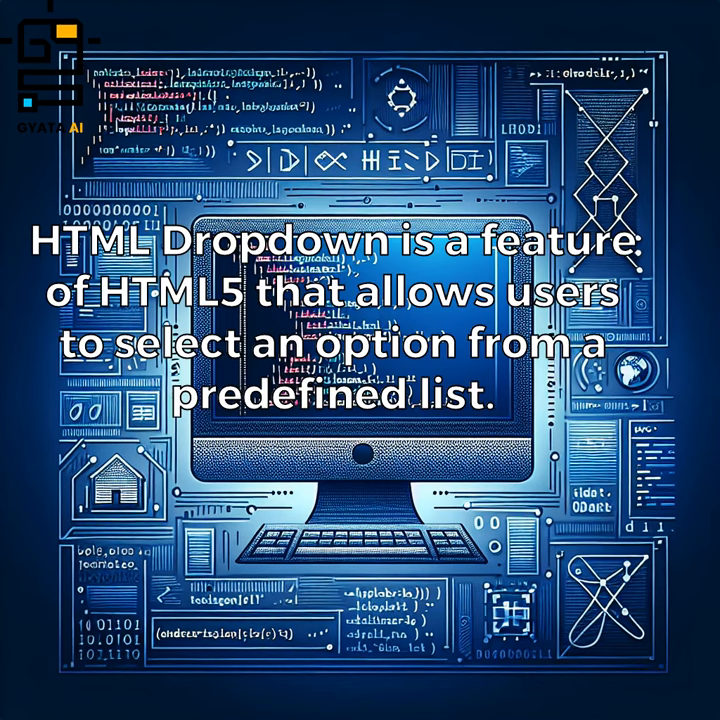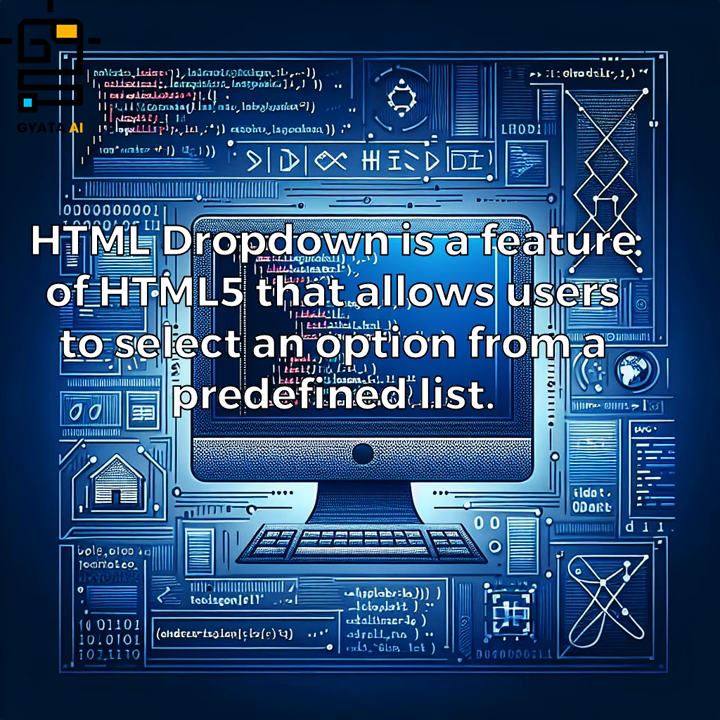Introduction. HTML Dropdown is a feature of HTML5 that allows users to select an option from a predefined list, implemented using the select tag, with each option represented by an option tag, commonly used in forms for users to choose from a set of alternatives.